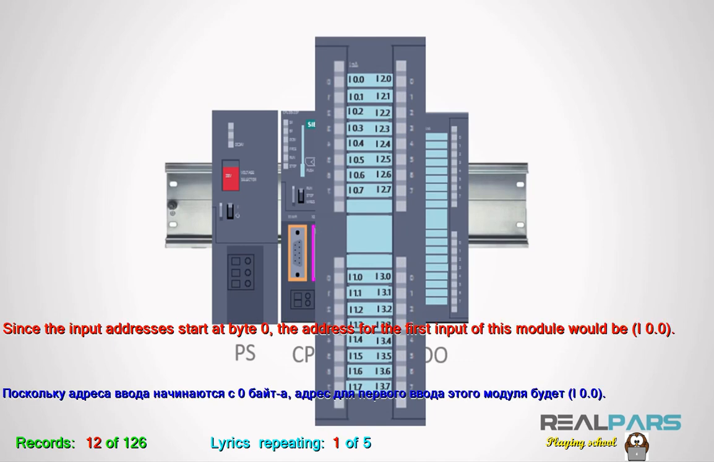Since the input addresses start at byte 0, the address for the first input of this module would be I0.0.